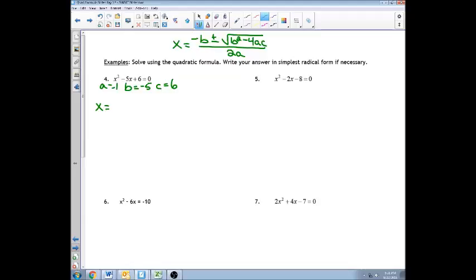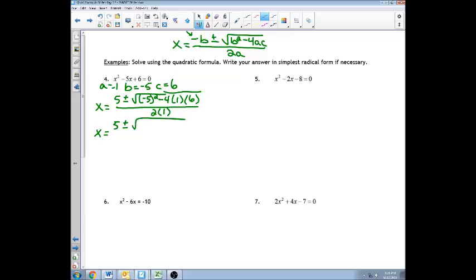So first is the opposite of b. The opposite of negative 5 would be positive 5, plus or minus the square root of b, which would be negative 5 squared, minus 4, times a, which is 1, times c, which is 6, all over 2 times a, which is 1. So we'd have 5 plus or minus.